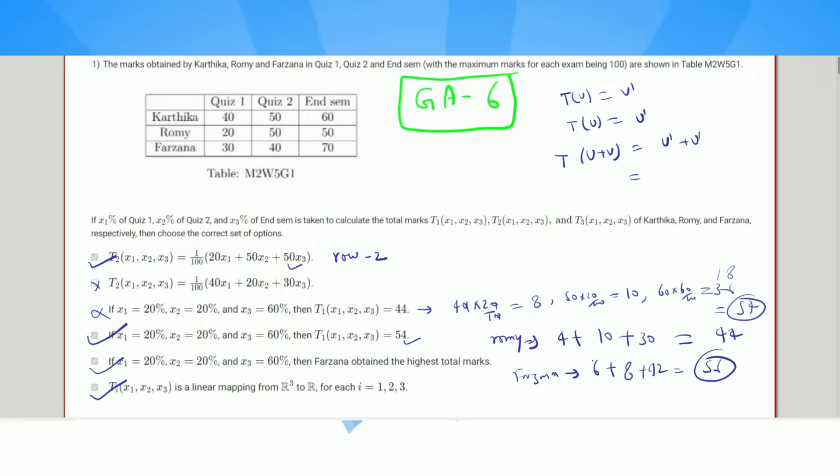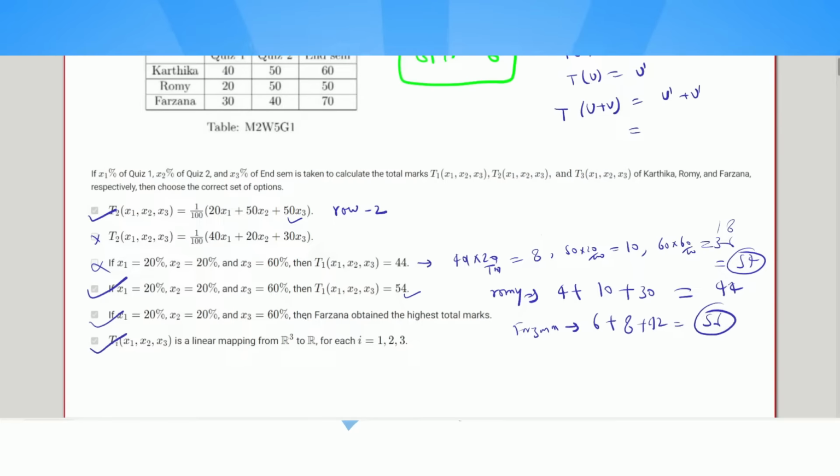So if we will add T1 and T2, then it will be 40 plus 20 will be 60 and 50 50 will be 100 and 60 50 will be 110. Let's calculate 20 20 and 60%. This 20 will be 12, this 20 will be 20 and this 60 will be 66. Then the total will be 98. And if we will add 54 and 44, it will be 98. So this is fulfilling this property.